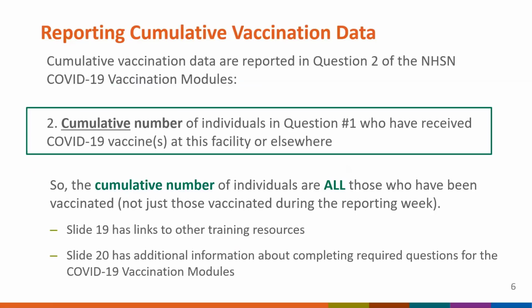When entering data into NHSN, facilities need to report COVID-19 vaccination data for question 2 of the COVID-19 vaccination modules. This means facilities need to report the cumulative number of individuals in question number 1 who have received COVID-19 vaccines at this facility or elsewhere since December of 2020. Therefore, the cumulative number of individuals are all those who have been vaccinated, and not just those vaccinated during their reporting week.